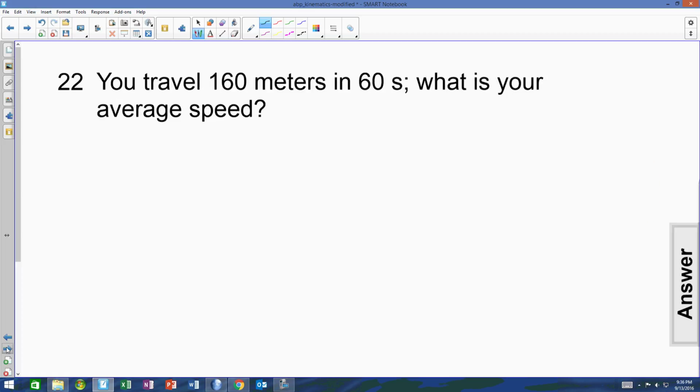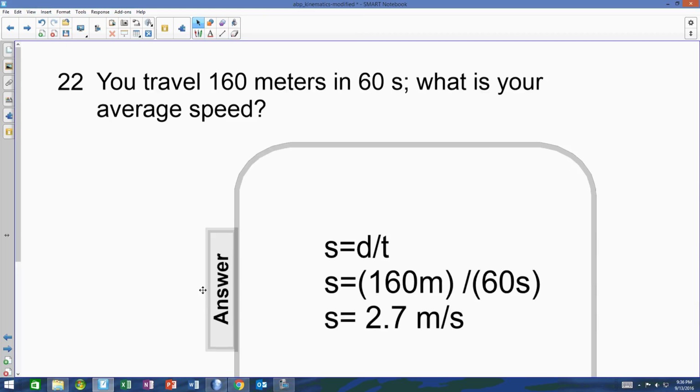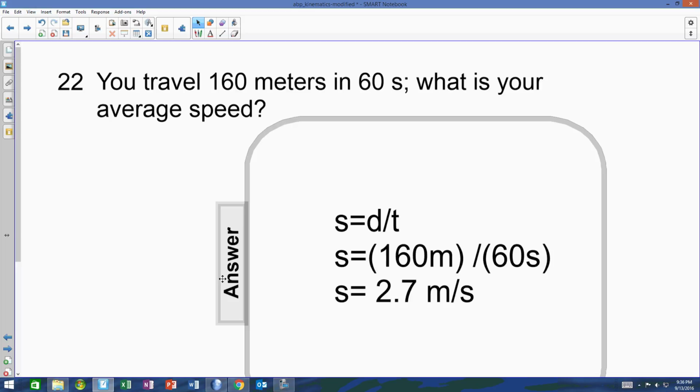You travel 160 meters in 60 seconds. What is your average speed? Go ahead and pause the video. Okay, so let's take a look at your answer. You should have taken 160 divided by 60, and that gives you 2.7 meters per second.